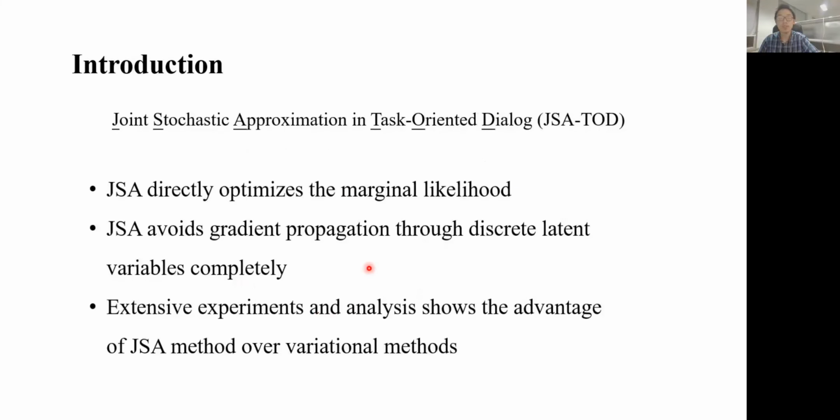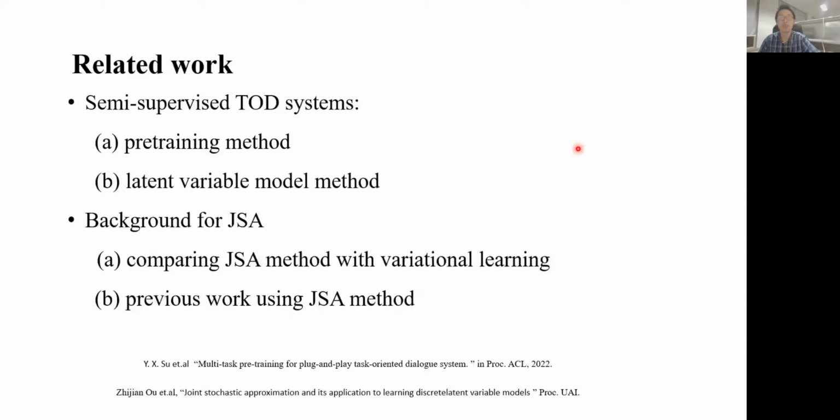Recently, an alternative algorithm called joint stochastic approximation (JSA) has emerged for learning discrete latent variable models with impressive performances. JSA directly optimizes the marginal log likelihood and avoids gradient propagation through discrete latent variables completely. In our study, extensive experiments and analysis show the advantage of JSA method over variational methods. Therefore, we propose our system JSA-TOD.